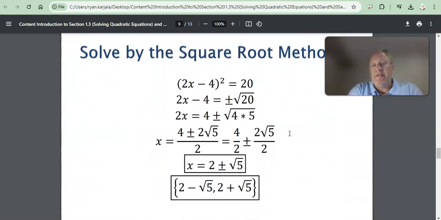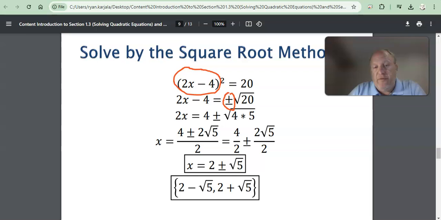Now I talked about the square root method. This is what the square root method looks like. When you have one side of the equation that's a square, like this, so this part right here is squared, you can square root both sides. Remember, if you square root both sides, you have to have plus or minus. So then you solve this equation.